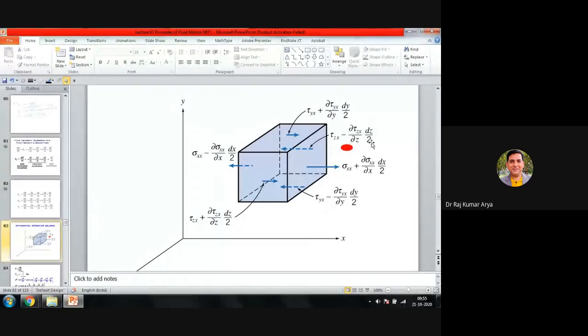So is this fine till here, how we have defined this plus and minus, and tau zx, tau yx and sigma xx? Is this fine till here? Yes, sir. Right? So that way we have defined.